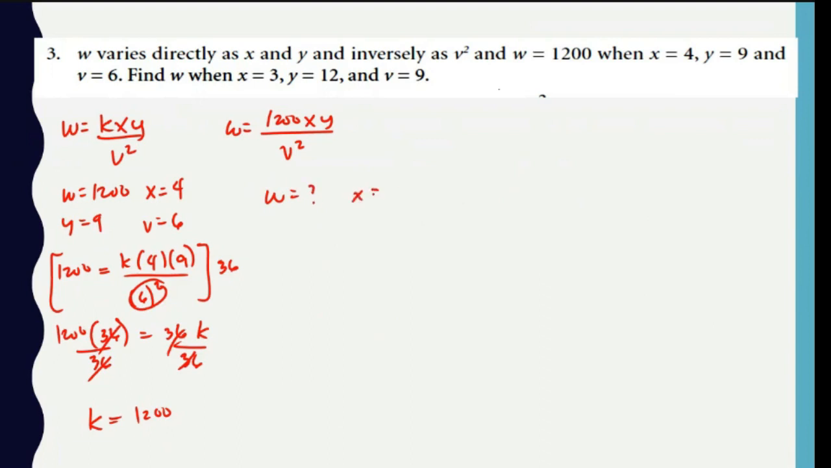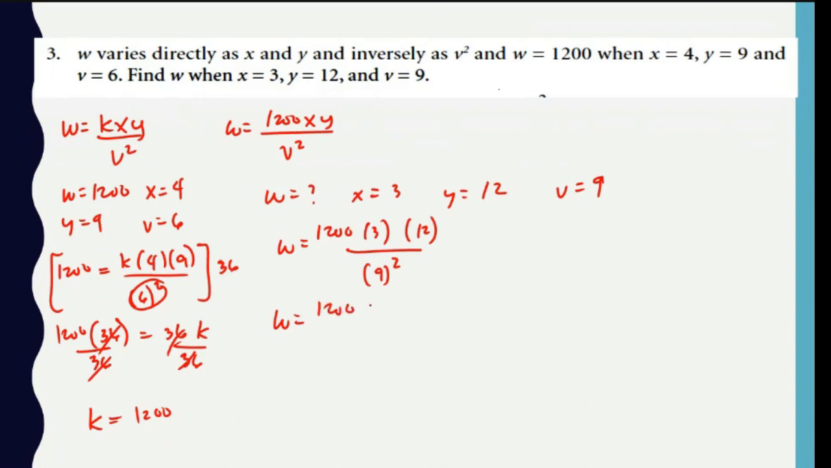Find w when x is 3, y is 12, v is 9. So I will substitute w is equal to 1,200, x is 3, y is 12, v is 9. So 9 squared. Okay, so w is equal to 1,200 times 3 times 12 all over 9 squared, which is 9 times 9. So there is a common factor between 3 and 9, that is 3. So the 3 will become 1, 9 will become 3. So what happens, 12 divided by 3 is 4. So that becomes 4. So w is equal to 1,200 as well.